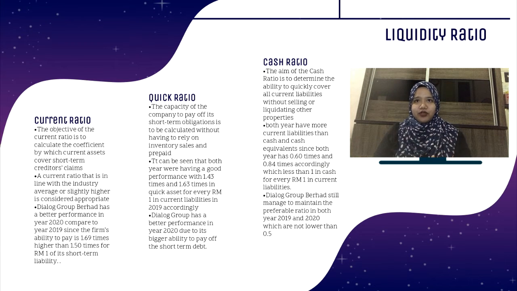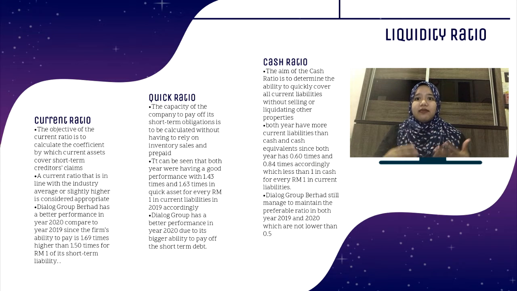The aim of the cash ratio is to determine the ability to quickly cover all current liabilities without selling or liquidating other properties. This tells analysts and creditors the value of current assets in the company that could easily be transformed into cash. After computation of cash ratio for year 2019 and 2020, it can be concluded that both years have more current liabilities than cash and cash equivalents, since both years have 0.60 times and 0.84 times accordingly, which is less than 1 in cash for every RM1 in current liabilities. It means both years have insufficient cash on hand to pay off short-term debt.